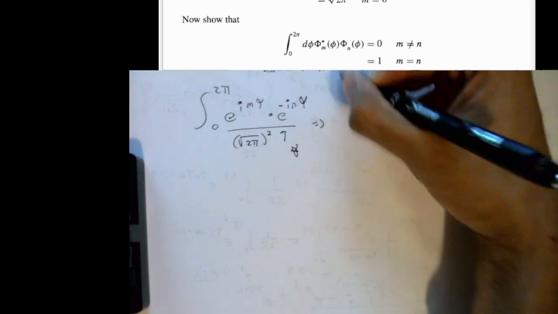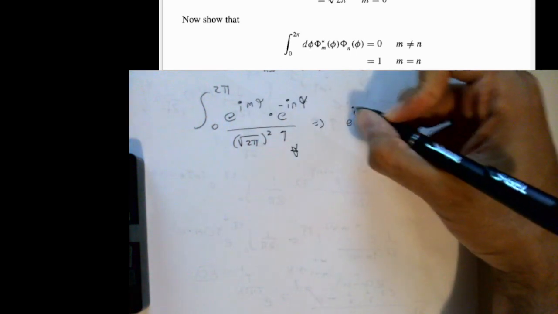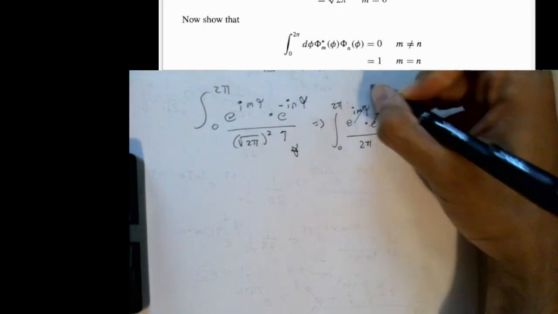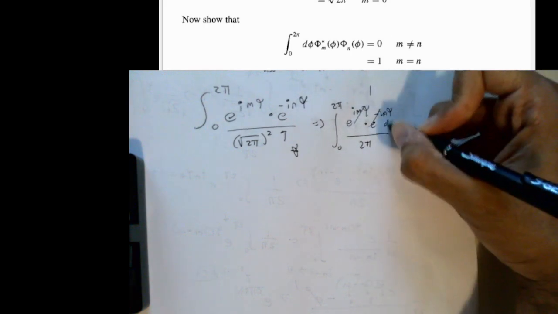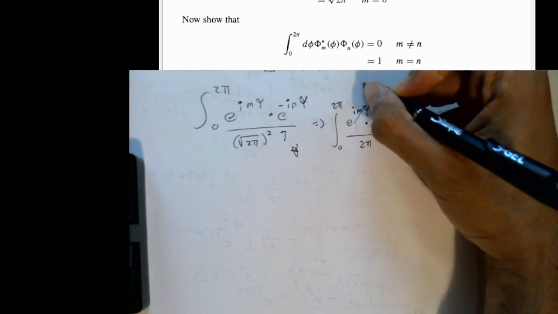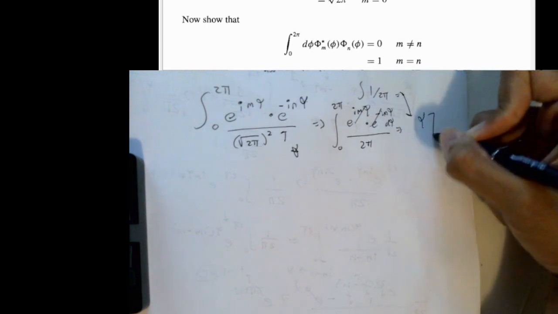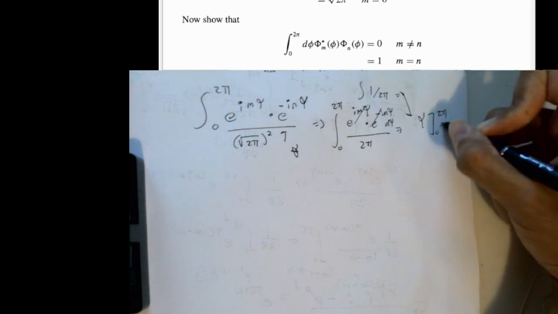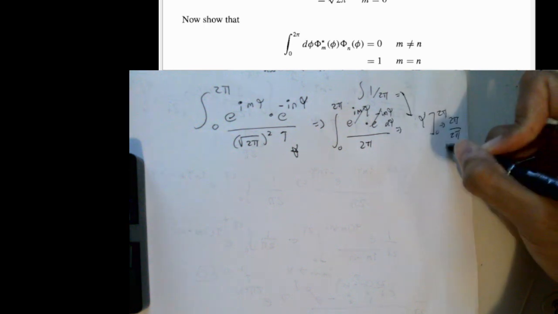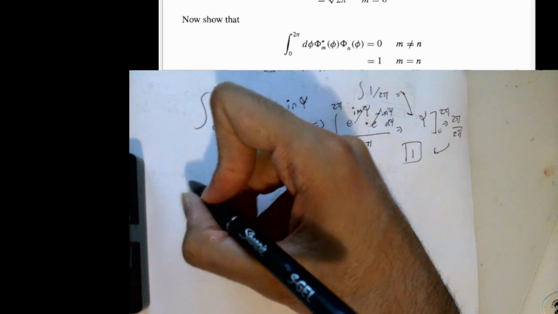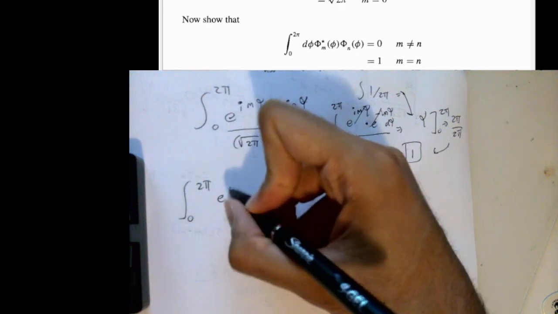So, assuming m equals n, that is just e to i n phi times e to the negative i n phi divided by 2 pi between 0 and 2 pi. This is 1 d phi. And the integral of 1 over 2 pi is just phi from 0 to 2 pi, which is 2 pi over 2 pi and 1. If you do that calculation, you should be able to figure it out. Now let's do this one.